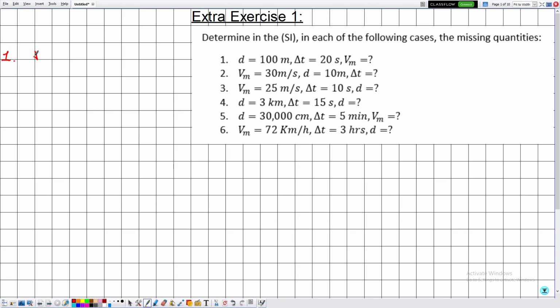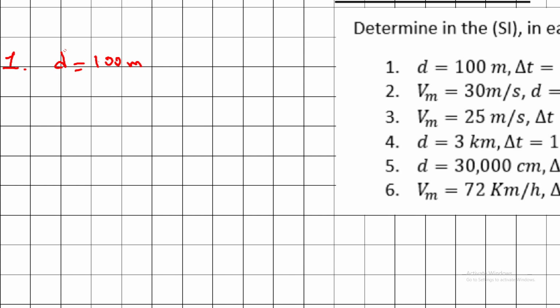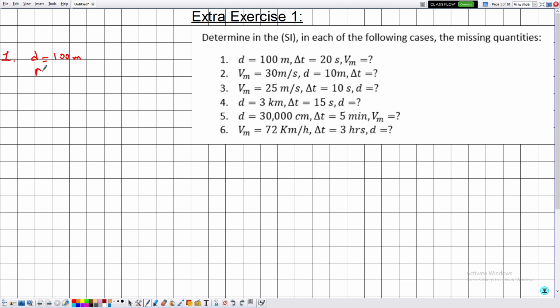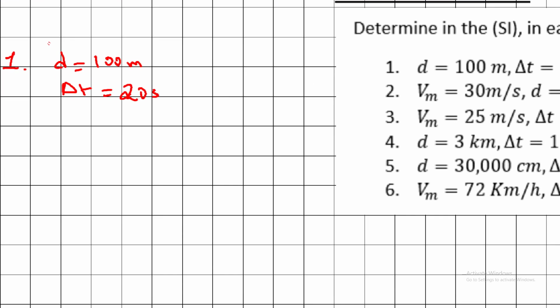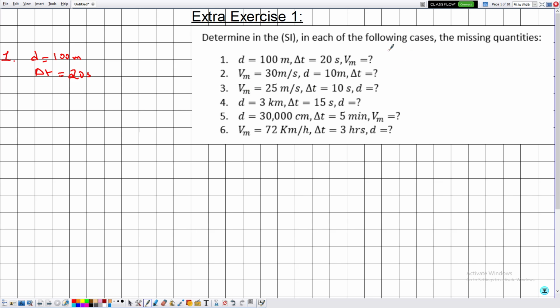We have that the distance d is equal to 100 meters and delta t. So notice that the distance is already expressed in the SI and the duration delta t is equal to 20 seconds already expressed in the SI. So now before referring to the missing quantity, notice that if we have the distance and the duration, we can calculate the average speed. So we are interested in determining the average speed.